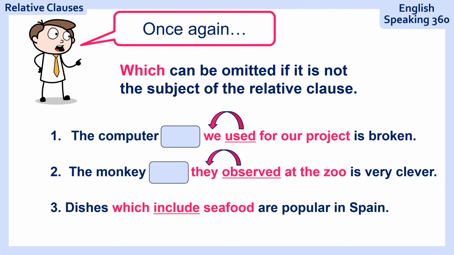Watch out with number 3. Dishes which include seafood are popular in Spain. Who includes seafood or what includes seafood? And the answer is dishes. And in the relative clause, dishes is replaced by which. So which, the relative pronoun, is the actual subject. And if it's the subject, it cannot be removed. You cannot omit which.